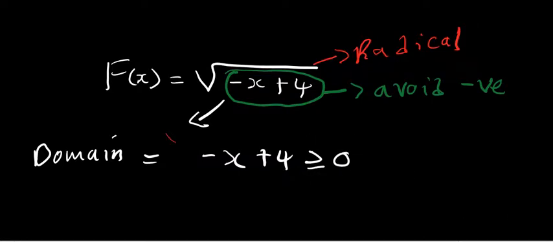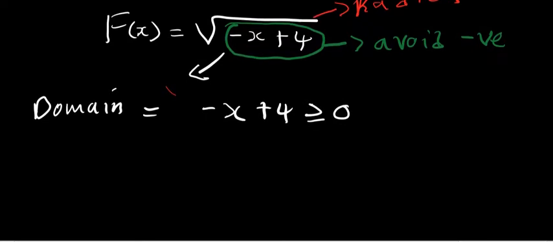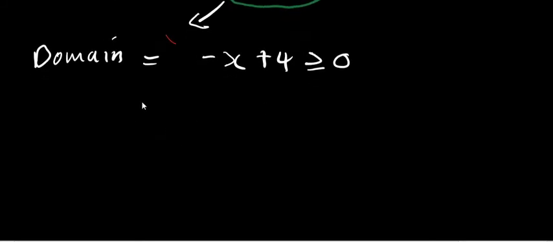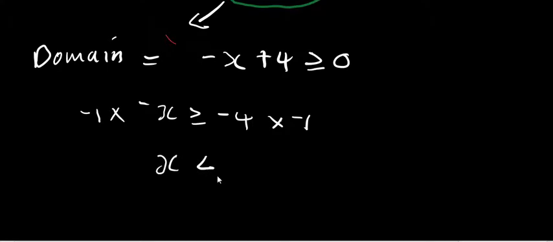Why are we writing that? We are writing that because we are making sure that we avoid the negatives. So if we work this out, we are going to have negative x is greater than or equal to negative 4. And then from here, you can simply multiply by a negative. Since we have multiplied by a negative, we know that this sign will surely change. So we are going to have x is less than or equal to 4. All right, so this is the domain.